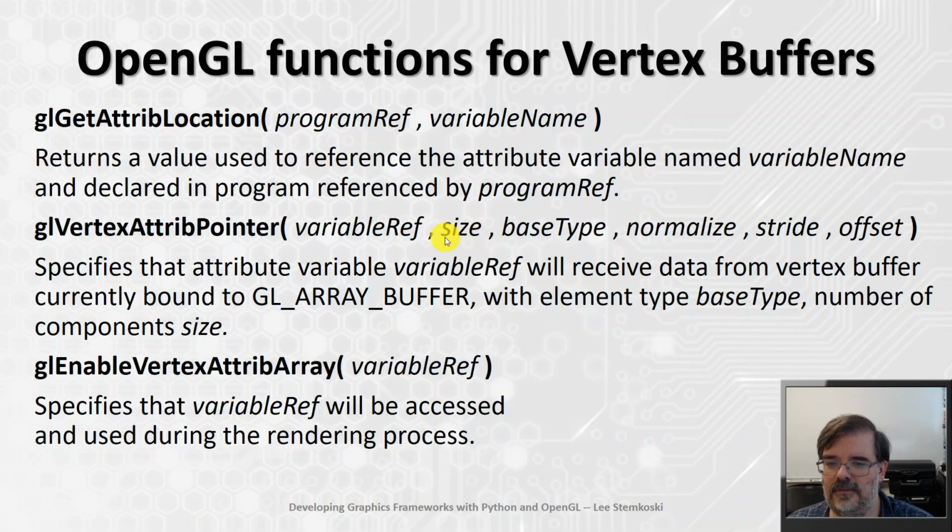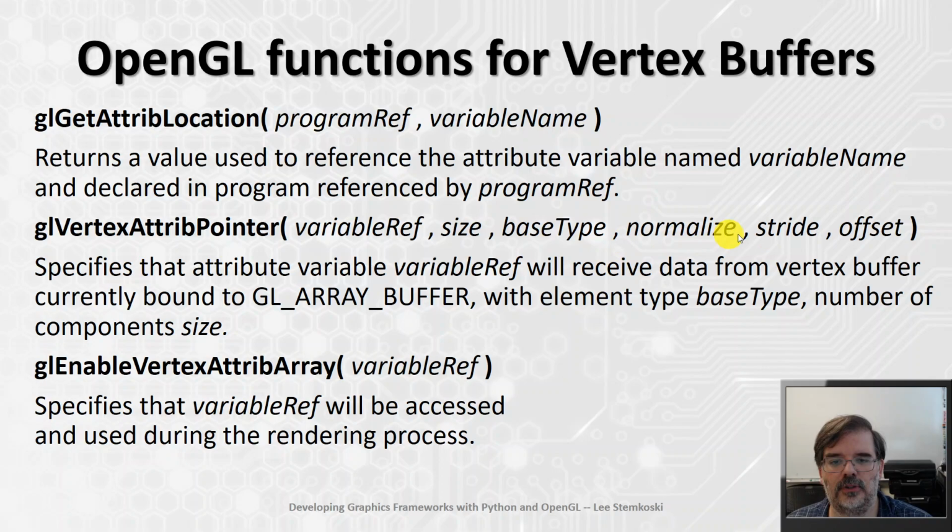And you'll need to specify the size. Here, size refers to how many components of this base type you have. So for example, let's say you had a vec3 containing float data. In that case, size would be 3, a vector of 3 components, and your base type would be float.